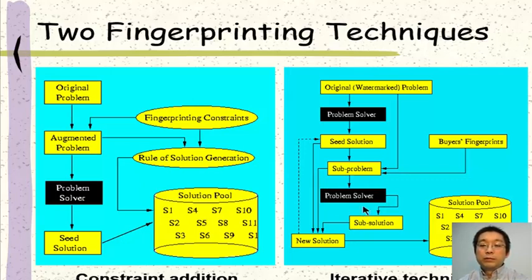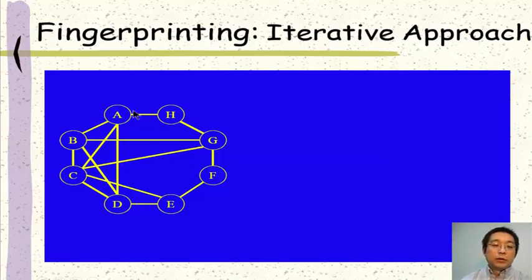However, notice that here we are solving a sub-problem, which potentially will be much less complex than the original problem. So hopefully the runtime overhead will not be as high as solving the original problem. Now let's see an example. We use the graph coloring problem as the example here.